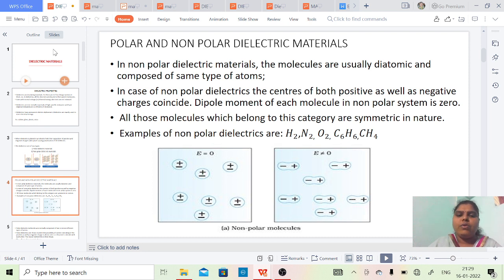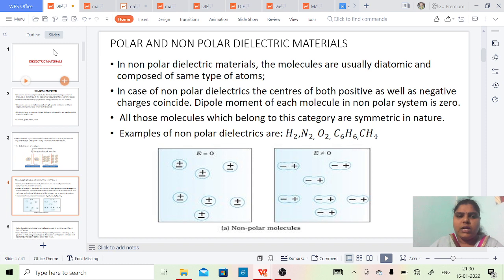In the case of non-polar dielectrics, the centers of both positive as well as negative charges coincide. So the dipole moment of each molecule in a non-polar system is 0. All those molecules which belong to this category are symmetric in nature. Examples of non-polar dielectric materials are H2, N2, O2, C6H6. See how non-polar molecules behave with field or without field.